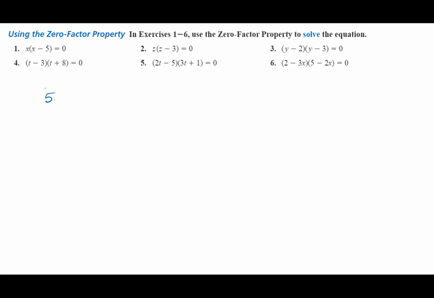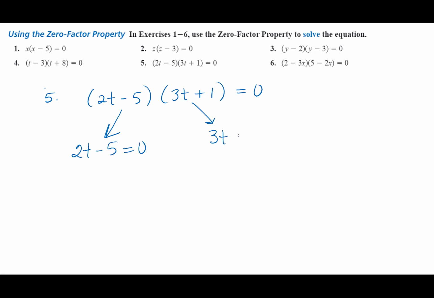Okay, let's skip down to number 5. This is 2t minus 5 is your first number times the number 3t plus 1, and when you multiply those two together, it equals 0. So here's the two options. This 2t minus 5 could have a value of 0, or the 3t plus 1 could have a value of 0.